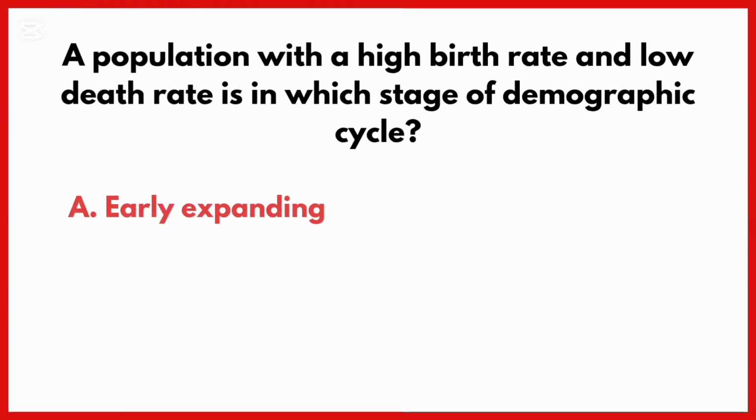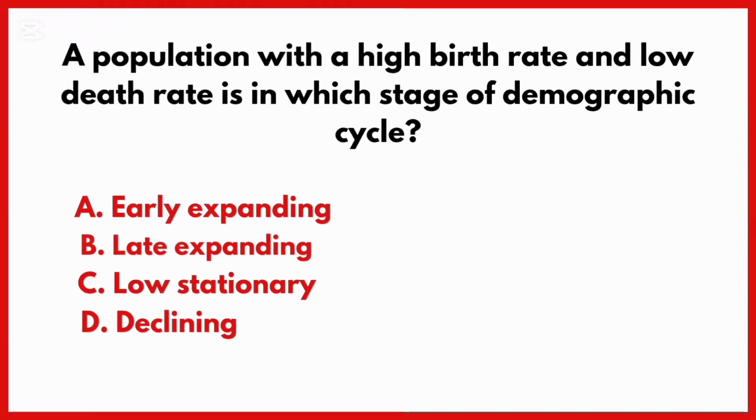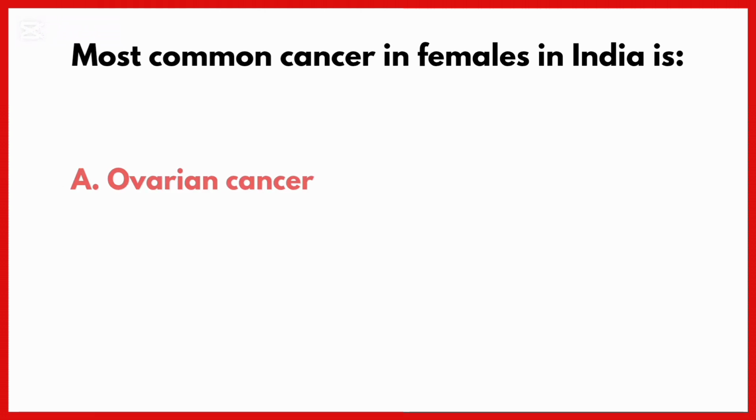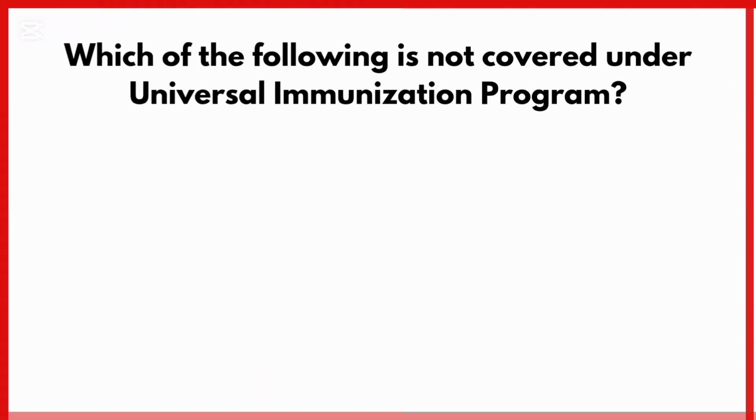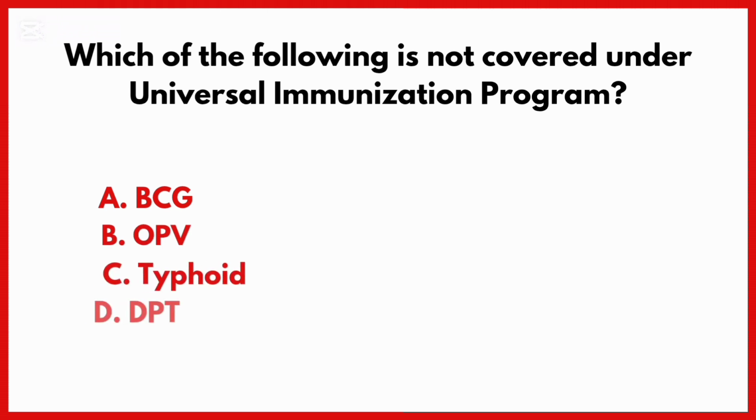A population with high birth rate and low death rate is in which stage of demographic cycle? Correct answer is option B, late expanding. Most common cancer in females in India is. Correct answer is option D, breast cancer. Which of the following is not covered under Universal Immunization Program? Correct answer is option C, typhoid.